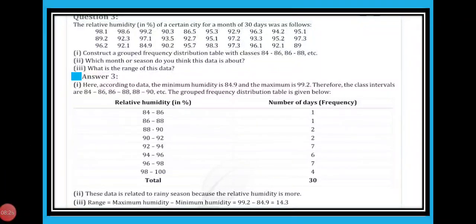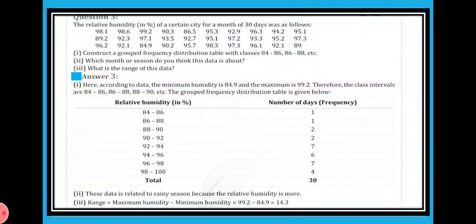So answer number 3, first we have to prepare a grouped frequency distribution table, and we have to select the class intervals as 84 to 86, 86 to 88, with class size 2. According to the data, the minimum humidity is 84.9 and the maximum is 99.2. Therefore, the class intervals are 84 to 86, 86 to 88, 88 to 90, and so on. Because the maximum relative humidity is given as 99.2, we have to select up to 100. The grouped frequency distribution table is given below.